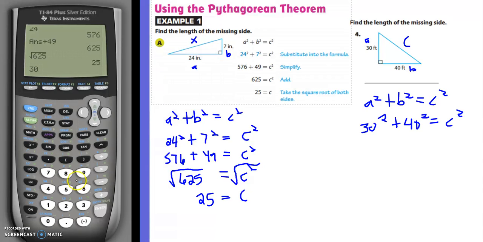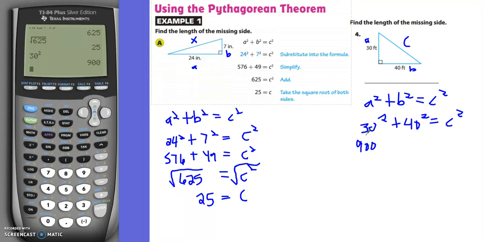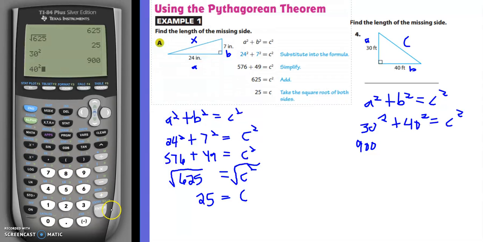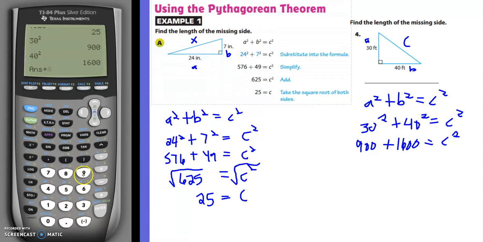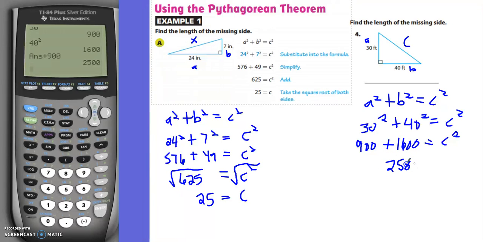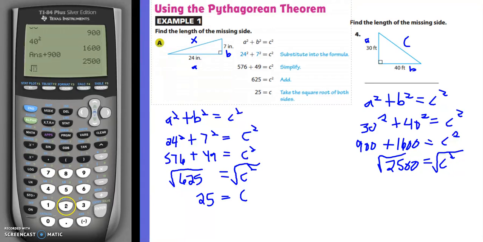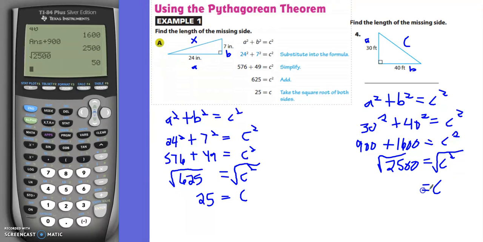30 squared is 900. 40 squared is 1600. So 1600 plus 900 is 2500. Take the square root of both sides. So C equals 50 feet.